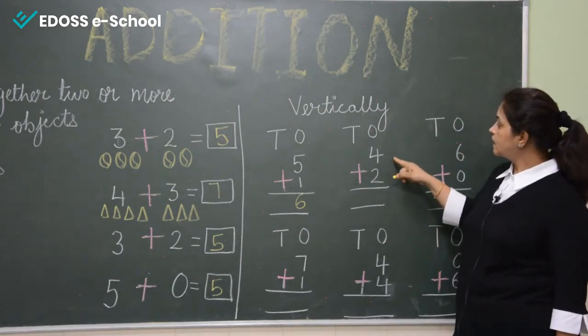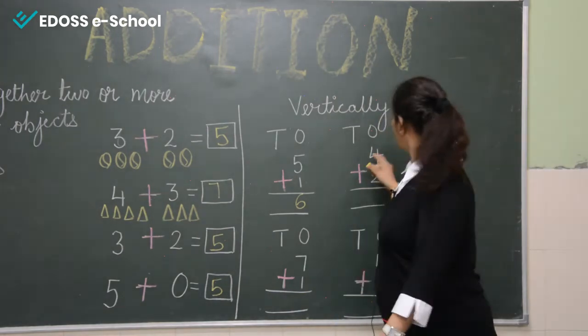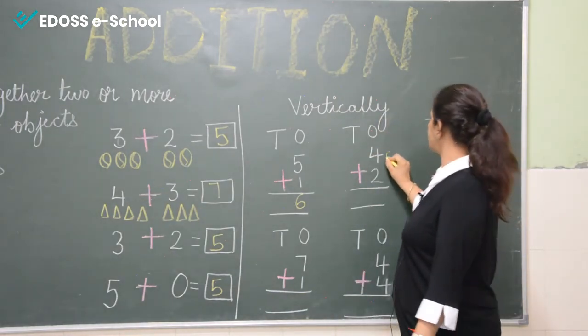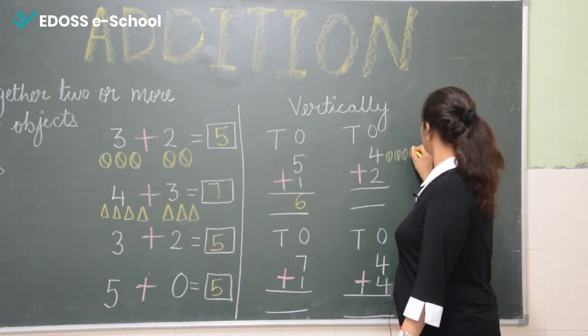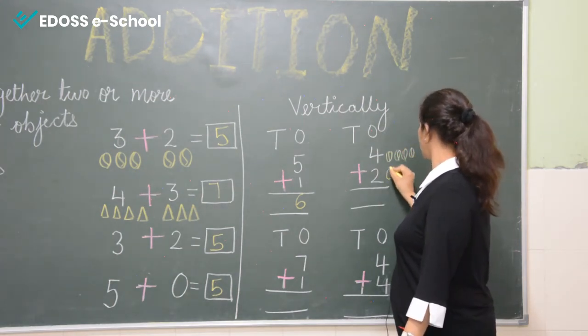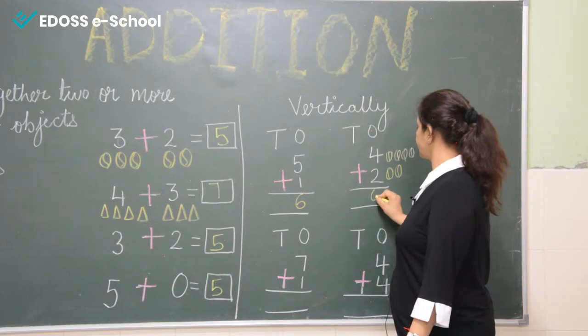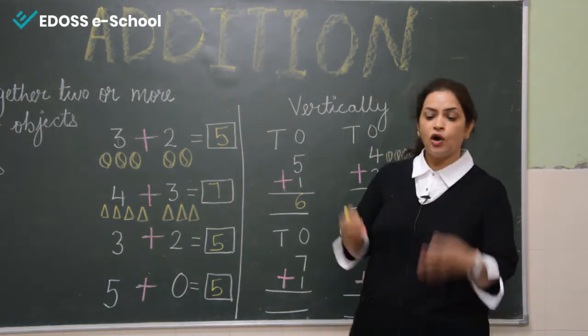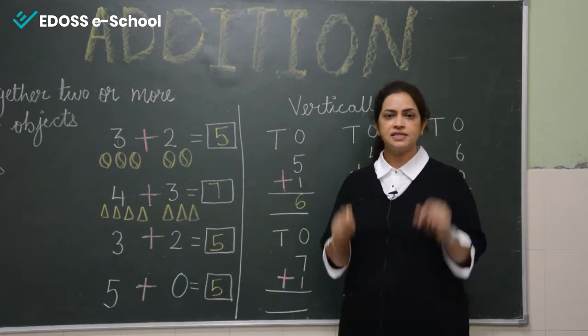The next number is 4 plus 2. So 4, you can either draw 4 objects like how we did earlier, 1, 2, 3 and 4 and 1 and 2 and count them 1, 2, 3, 4, 5 and 6. This is one way, or you can do with some objects or you can use your fingers for doing this addition.